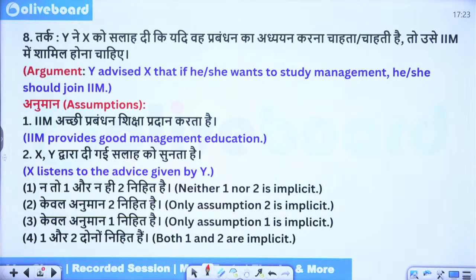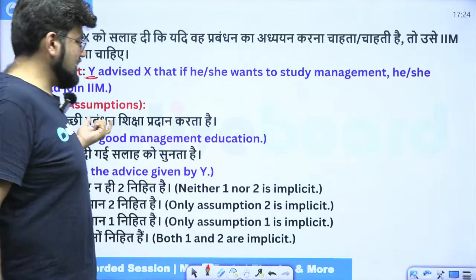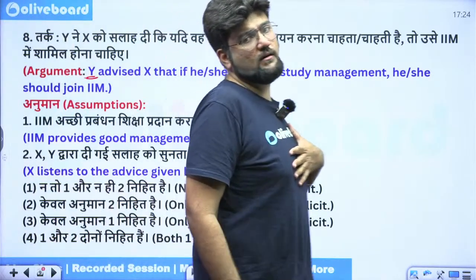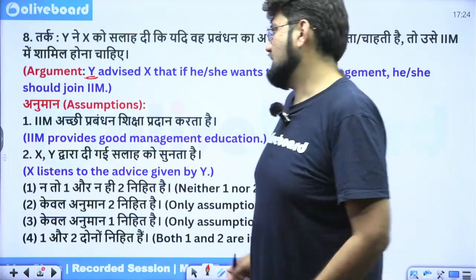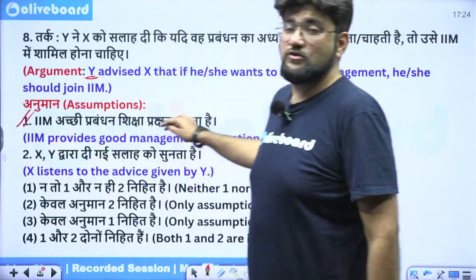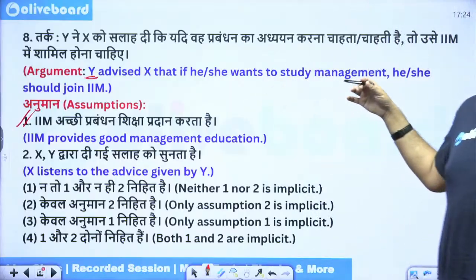Y advised X that if he or she wants to study management, he or she should join IIM. So somebody is advising, probably you are Y. You are advising that if you want to study management, you should join IIM. So you are assuming that IIM provides good management education. Now do you understand what is assumption? It's a very basic thing, no? If I'm advising to join IIM, probably I am assuming that IIM is a good institute, right? These are the basic, obvious assumptions.